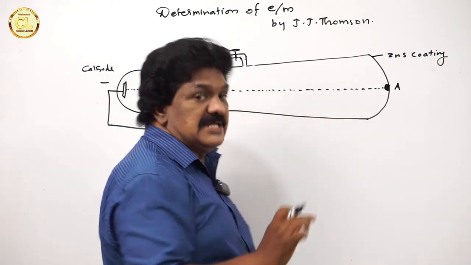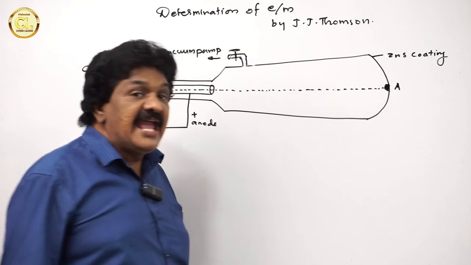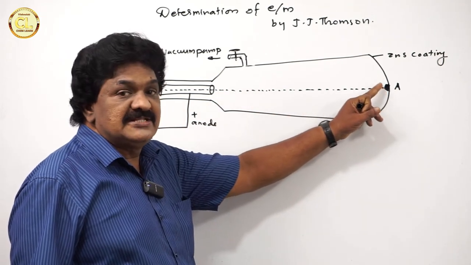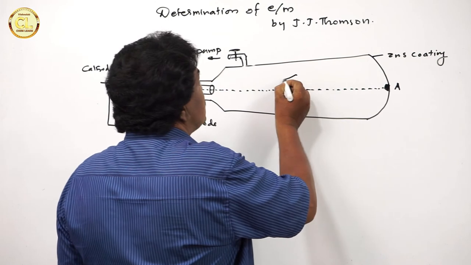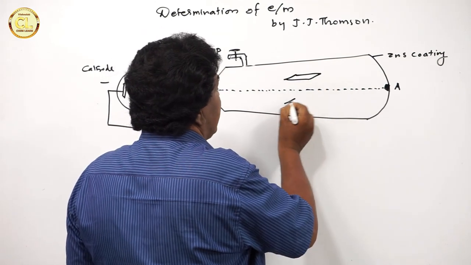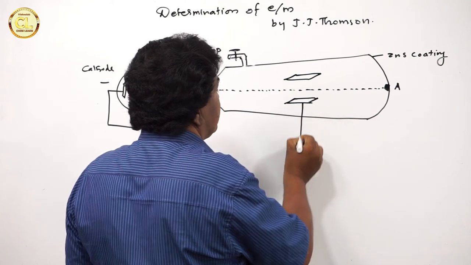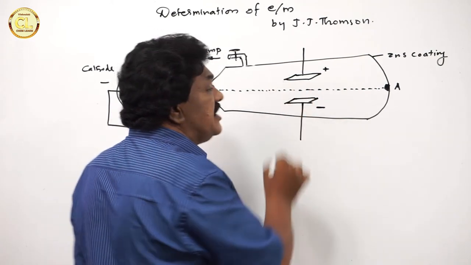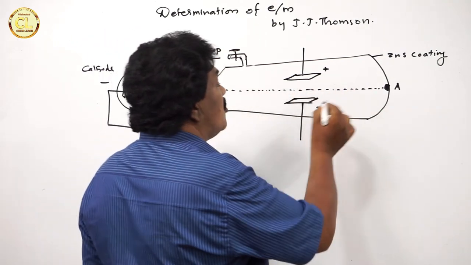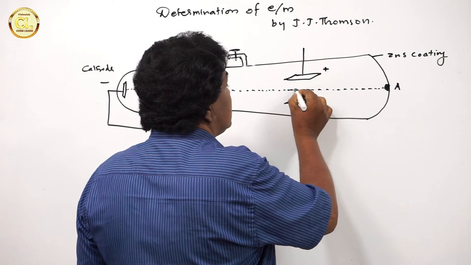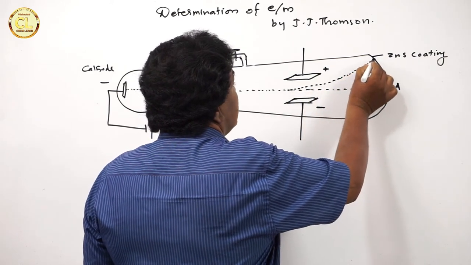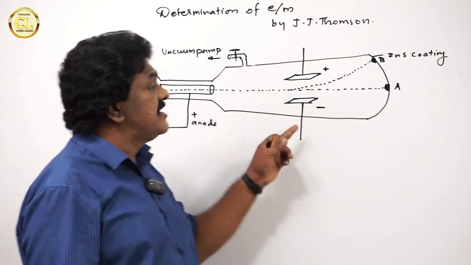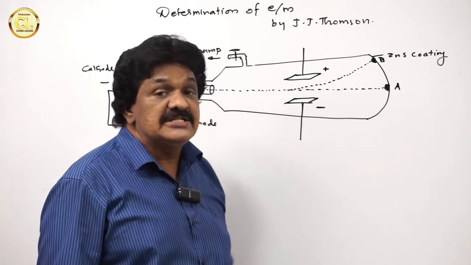Cathode rays are invisible, but from this fluorescent spot at A, it is possible to determine that cathode rays are falling on this position. Now, an electric field is applied using two plates like this, one of which is positive and the other is negative. Under the influence of the electric field, negatively charged cathode rays get deflected towards the positively charged plate, and the fluorescent spot is now shifted to B. Why? Because the ray gets deflected under the influence of the electric field, towards the positively charged plate.